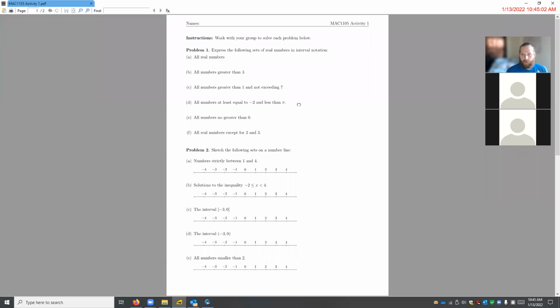I am just going to grab one or two more of these problems and ask you guys to share your answers, just to make sure we're actually participating. I don't mean to frustrate you with that. Could anybody tell me how I would write all the numbers greater than 1 and not exceeding 7 as an interval?